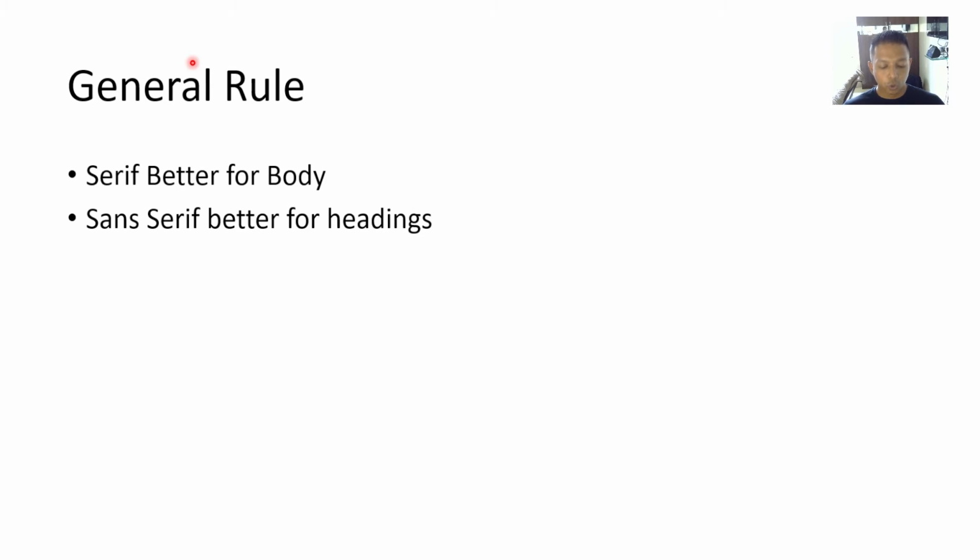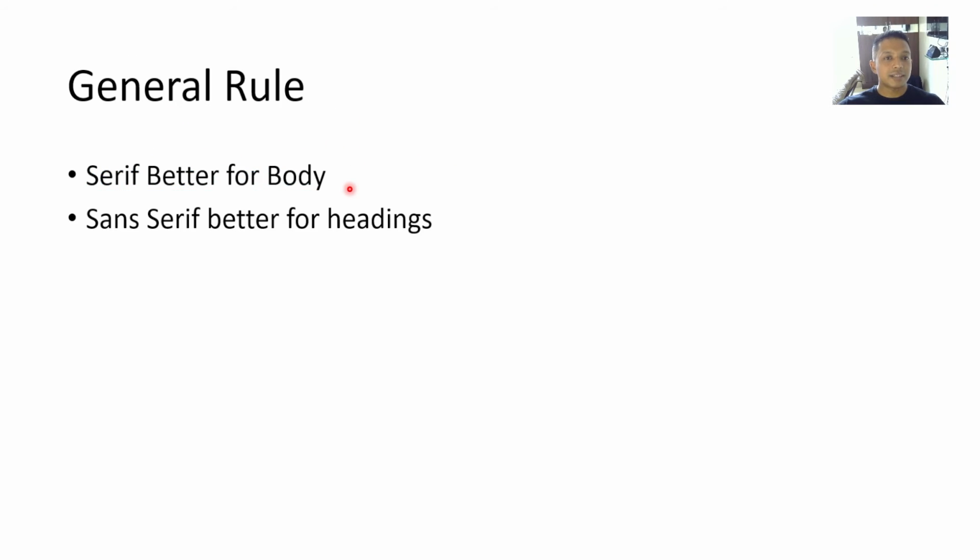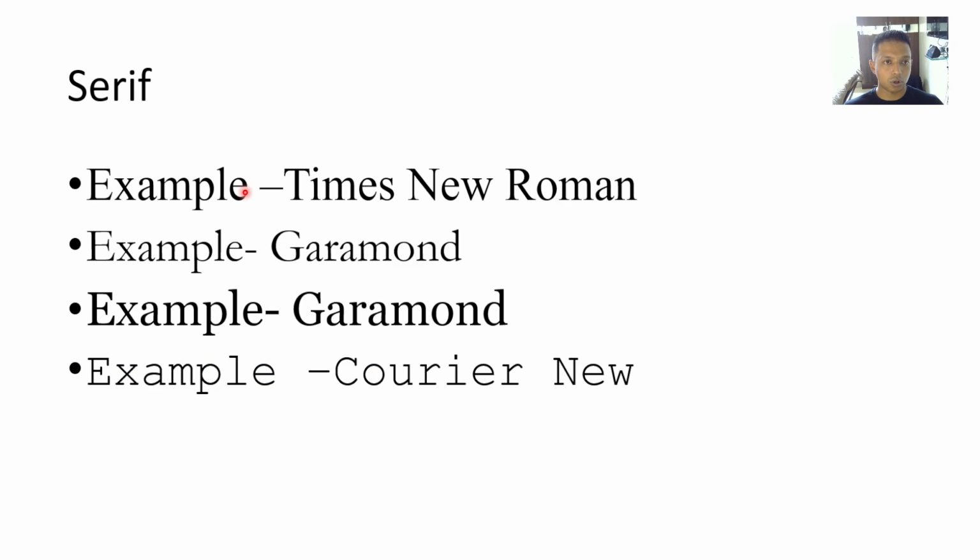Now, the general rule for usual business presentations, product presentations, or anything we use in business: serif is better for the body, and sans serif is better for headings. This is the article I was talking about, on font history and classification, which you can use. They say that serif is better for body. Here you've got lots of serif examples. You have Times New Roman, which is majorly used in most presentations, and even news articles are written in it.